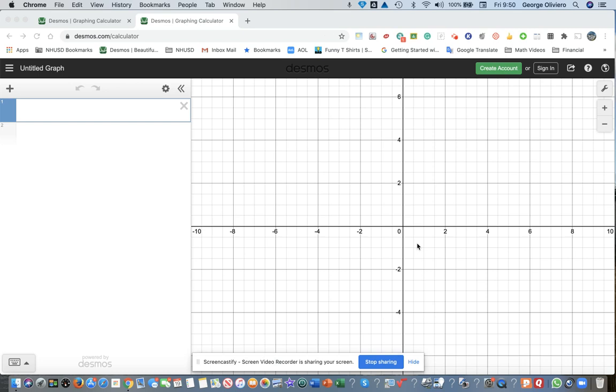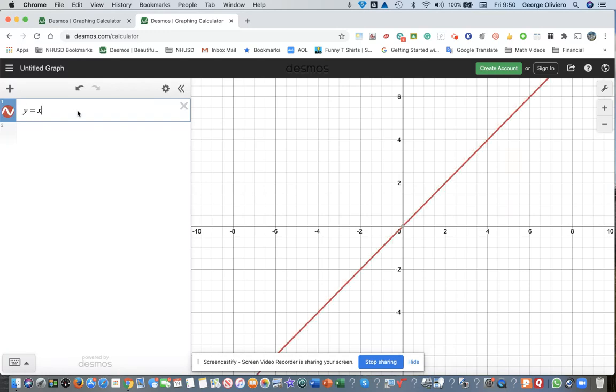Hi there. Let's take a look at some more work with our parent graphs. And today, in this video, concentrating on some of those transformations that I mentioned, moving them left and right and up and down. Let's take a look at the line, the simple line, the parent line, y equals x.